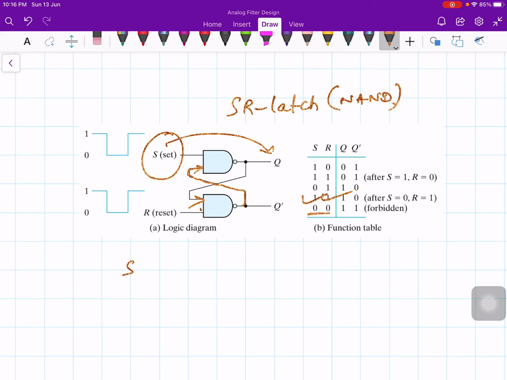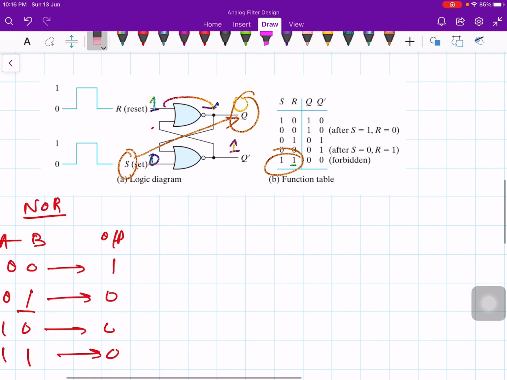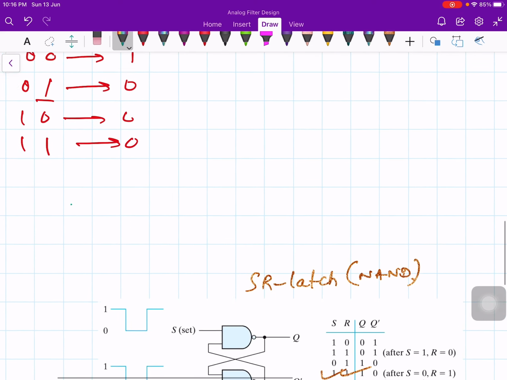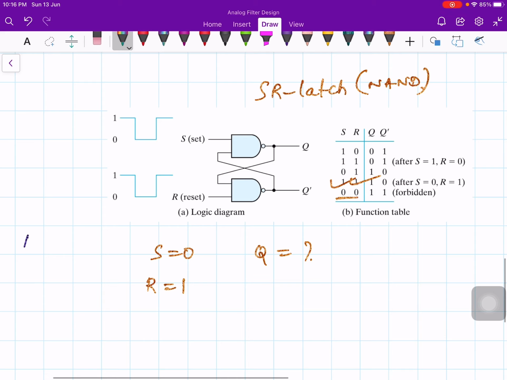Now when you put S equal to 0, what is going to be your Q? Let's say S equal to 0 and R equal to 1. Now how do you start the analysis? In the previous case I said you start from the 1. Here, when any one input is 0, then output will be 1. That's what I said, right? Now for the NAND gate, you know the truth table, A, B and output. If both inputs are 0, 0, output will be 1. 0, 1, output is 1.